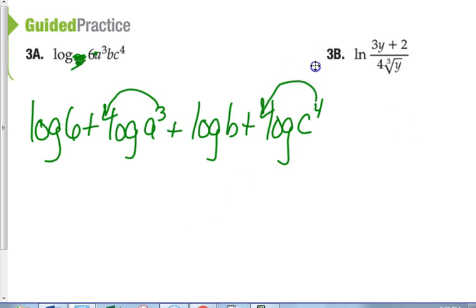Who wants to try this one? Kirsten, go for it. Be brave. Nicely done. She kept that all together. Notice you can't separate that. Okay.